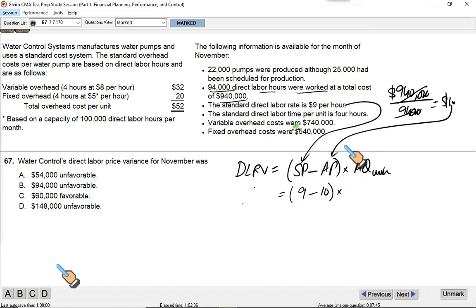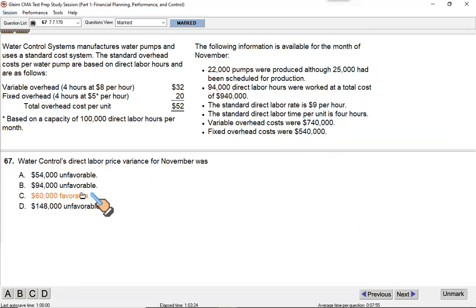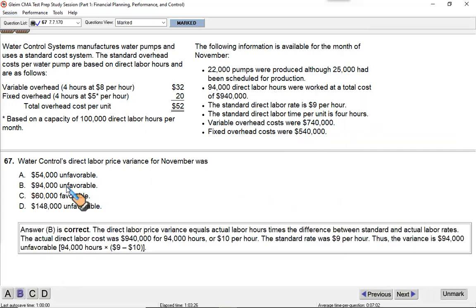How many hours were worked? 94,000 labor hours were worked. So you can see right here, 9 minus 10 into 94,000, it's going to be negative 94,000. So this is going to be adverse. Labor rate variance or price variance is adverse, and it is going to be option B.